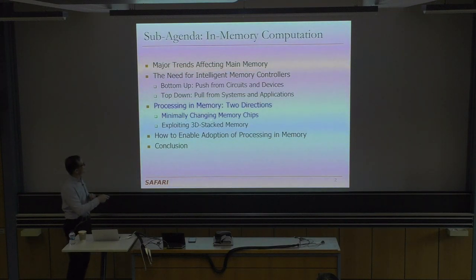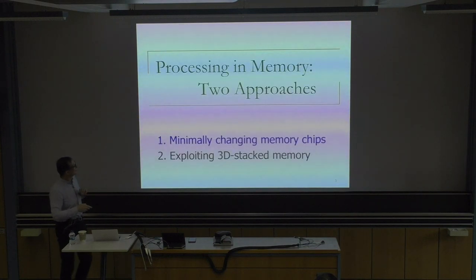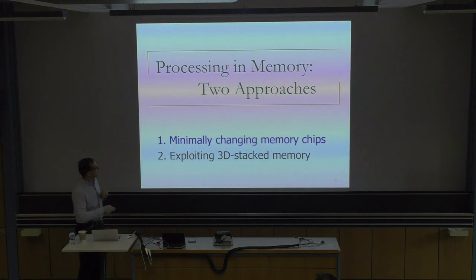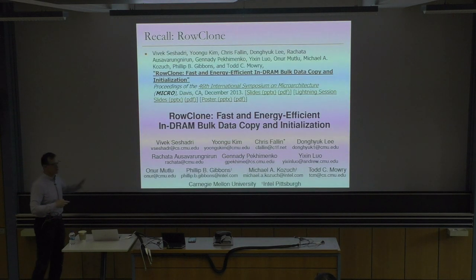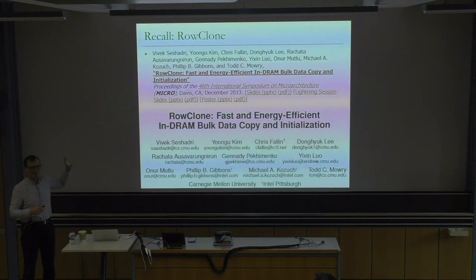And then we talked about one way of thinking differently about processing in memory, which is minimally changing memory chips. We're going to pick up on this one. If you recall, we were talking about how to minimally change memory chips to do some simple acceleration operations. And we talked about the RowClone paper. Do you remember this one?